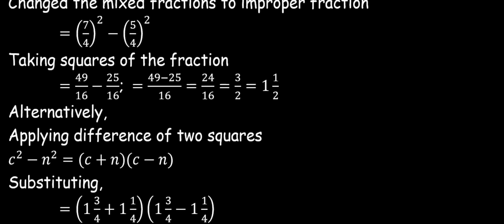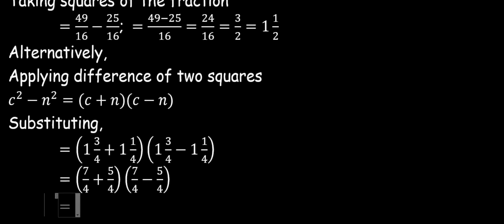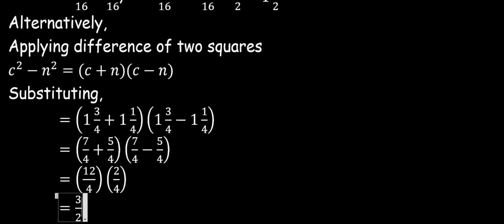And that will be equal to, changing from mixed number to improper fraction, we now have (7 over 4 plus 5 over 4) (7 over 4 minus 5 over 4). And that will be equal to (12 over 4) times (2 over 4). Our result will be 3 over 2, which is equal to 1 whole number 1 over 2.